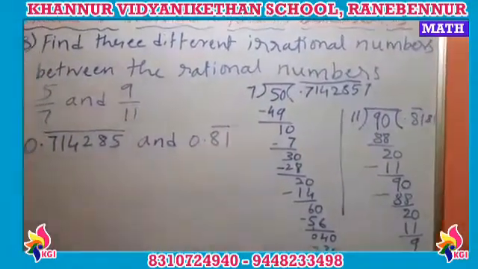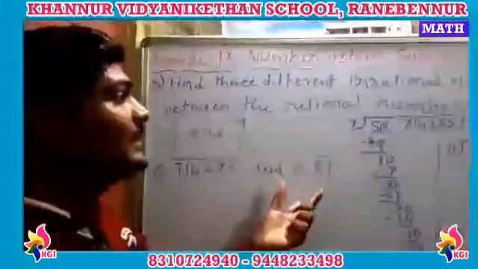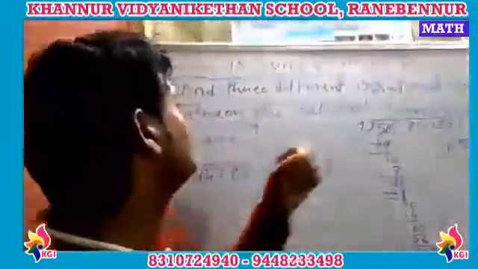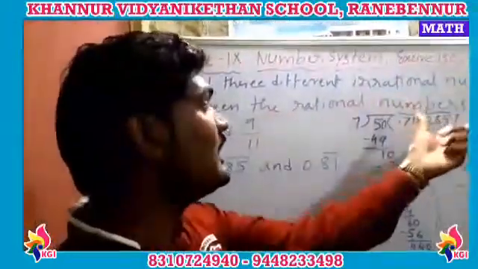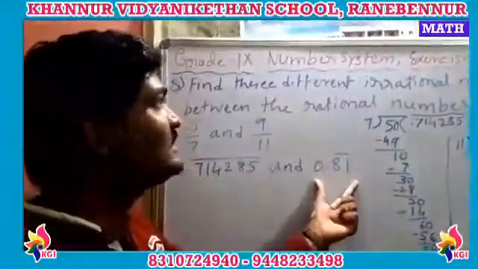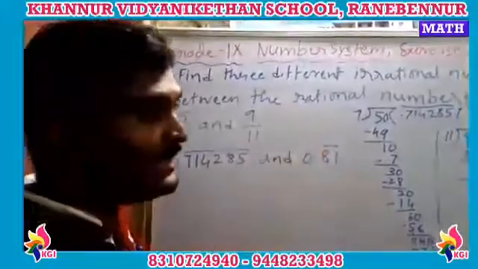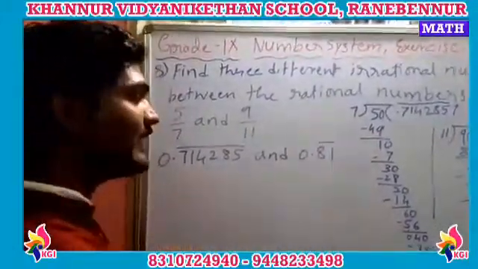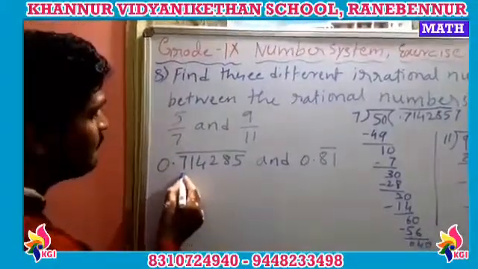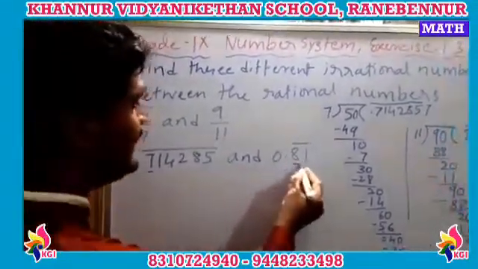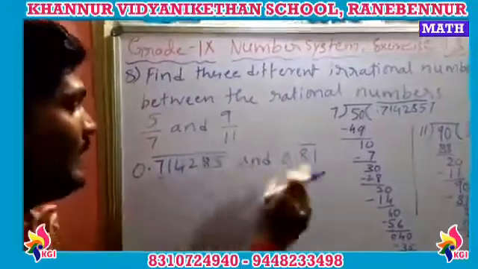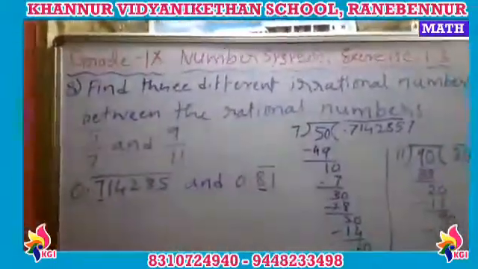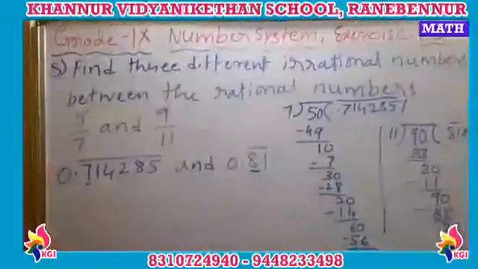So now what did I get? I got two decimal expansions, right? What is the question? Find three different irrational numbers between these two rational numbers. Now I have the decimal expansions of these. We need to write three different ones, right? So whatever decimals come in between these two, that will be our irrational numbers. Just check with the first digit. Here is a 7, here is an 8.